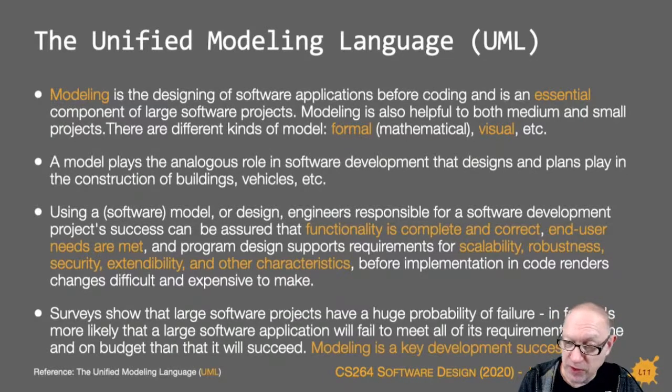The surveys tell us that large software projects have a huge probability of failure. An absolutely huge probability of failure. Software goes wrong all the time, for lots of reasons. In fact, it's more likely that a large software application will fail to meet all of the requirements on time and on budget than it will succeed. So modeling now is a key development success tool, and that helps it work for us.